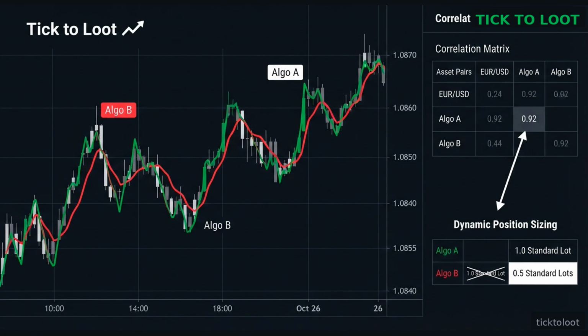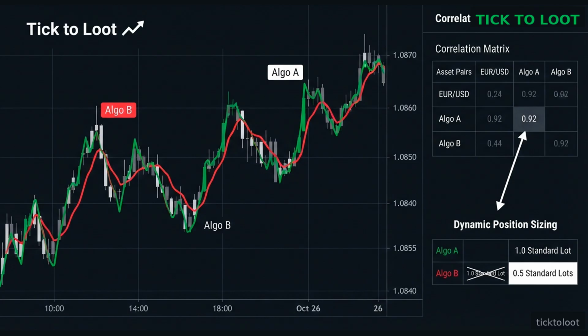To protect ourselves, we can reduce the size of one of the trades. For example, we keep Algo A at 1.0 lot because it's our primary strategy, but we cut Algo B down to 0.5 lots. This halves the exposure from the second algorithm while still keeping its edge. Another option is to stagger the entry times or add a small opposite trade. But the simplest beginner step is to lower the position size.